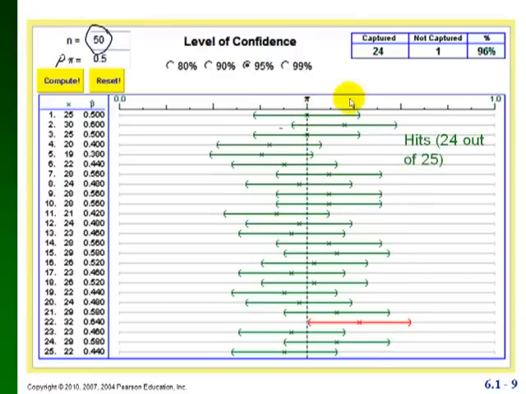So out of those 25, 24 were hits. And that actually gives us 96% that were hits. Now the one down here in red, notice that it doesn't cover our true population proportion. It's off to the side here. So it's a miss. So out of the 25, one of them was a miss, which is in this case actually 4%. But it's pretty close to our 95%. And that's the basic idea here.